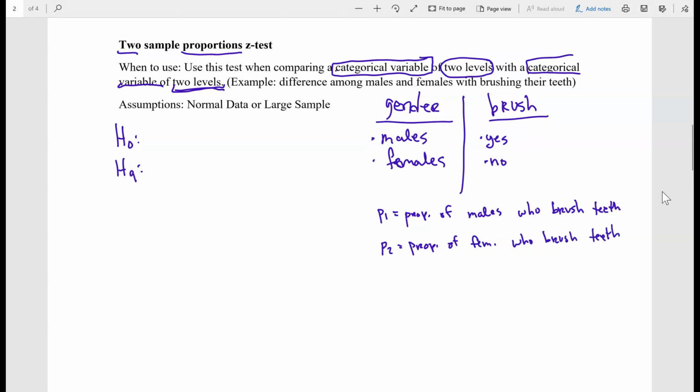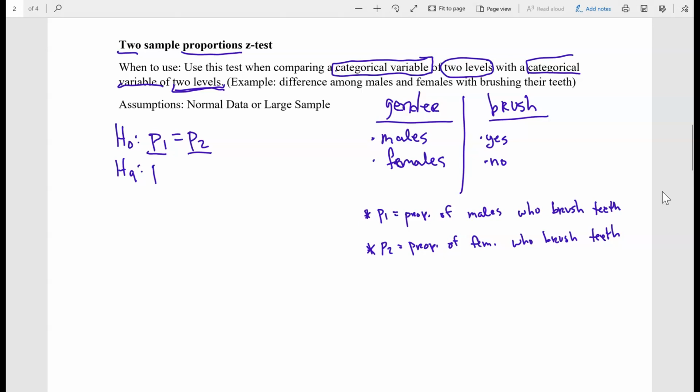So I set two different variables, whereas in the one proportion test, you had only one sample. Here we have two different samples, one that belongs to the males and one that belongs to the females. Now, the way that we set up our null and alternative is using these two different things, P1 and P2. So to compare them, we would say that P1 is equal to P2. Remember, the null hypothesis is always going to have an equal sign. So the null hypothesis basically is saying that the proportion of males who brush their teeth is equal to the proportion of females who brush their teeth. That means that they're both equally likely to brush their teeth. There really is no difference between genders and brushing their teeth.